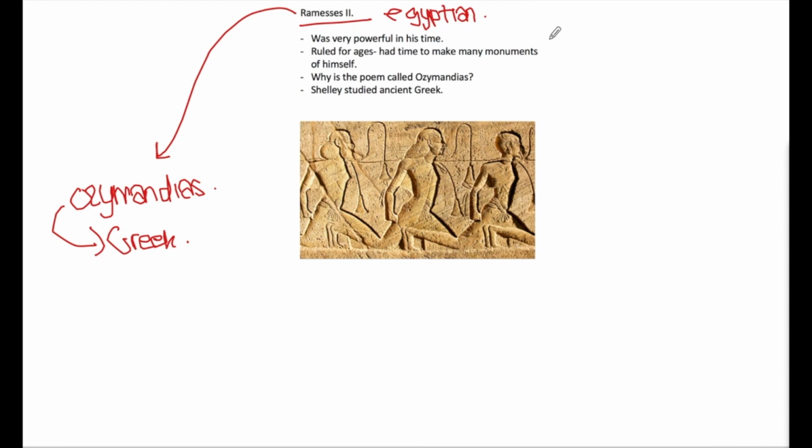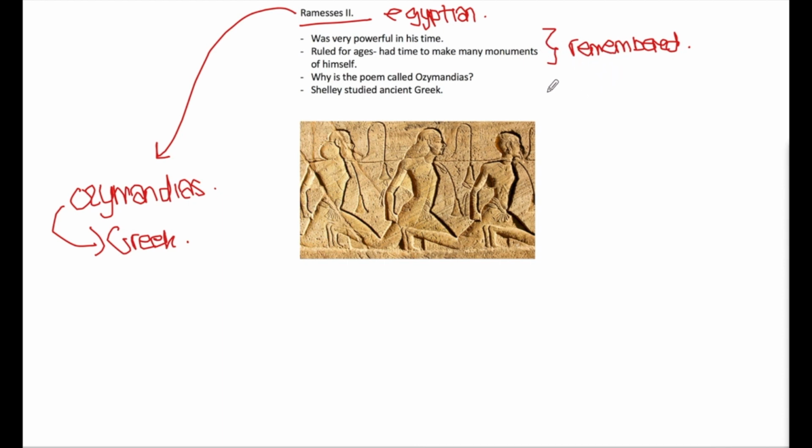He ruled for absolutely ages, like I'm talking as long as Queen Victoria, a very long time, which was just such a long time, especially in ancient Egypt when they died so quickly. And he was also incredibly powerful, and he had time to make all these monuments and be remembered. So this was actually a fact. He did leave behind many, many monuments, many, many pieces of art.